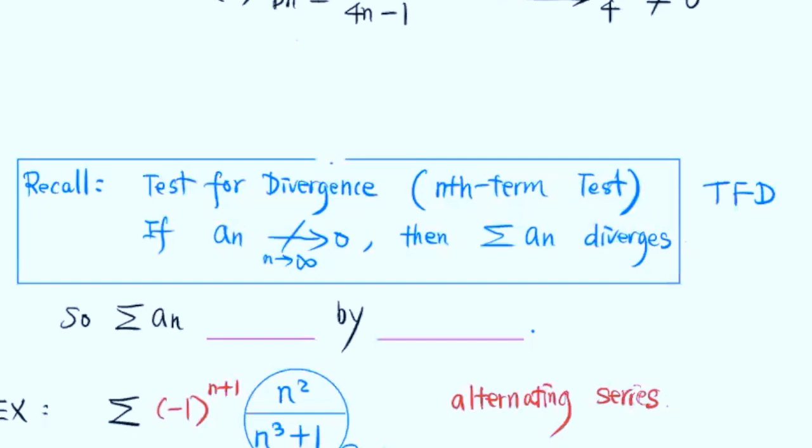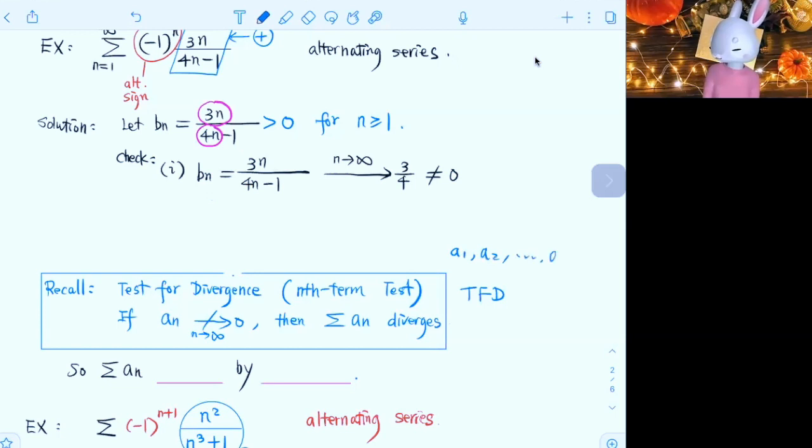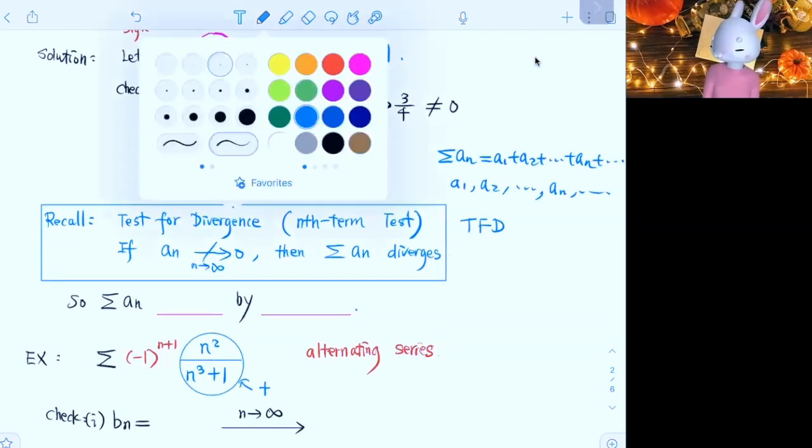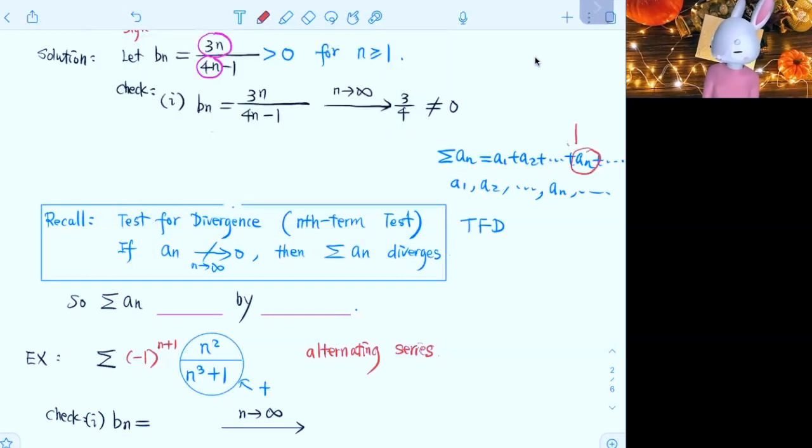If you have a series, say a1, a2, a3, etc., an, and you sum up the terms, a1 plus a2 plus dot dot dot plus an plus dot dot dot, then what you do is look at the nth term. This is the nth term, and you want to see if it goes to 0 or not. If it doesn't go to 0, then that series is going to be divergent. That's why I call it the nth term test. If it doesn't go to 0, then the whole series diverges.